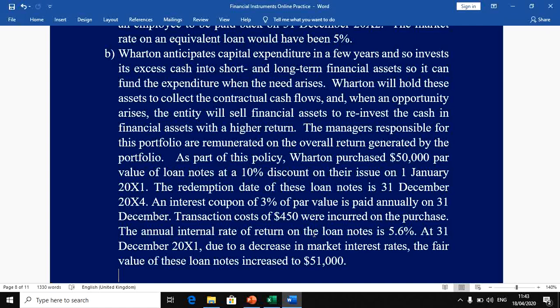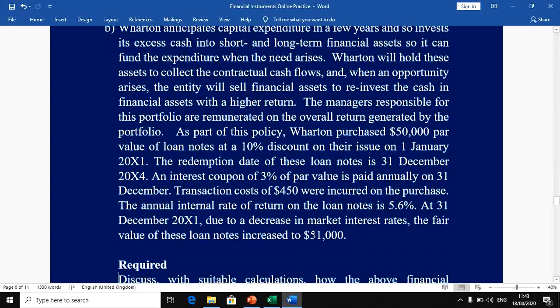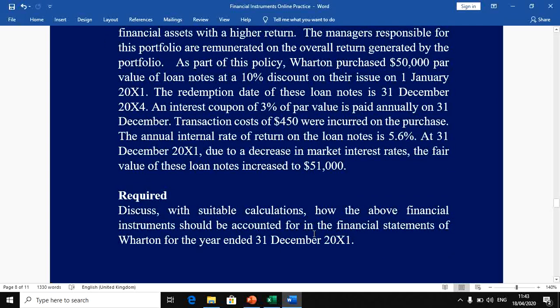An interest coupon of 3% par value is paid every year on 31st December. Transaction costs amounting to 450 were incurred on the purchase. The annual interest rate of return on the loan notes is 5.6%. At 31st December X1, due to a decrease in market interest rates, the fair value of these loan notes increased to 51,000. Nice question. Discuss receivable calculations.